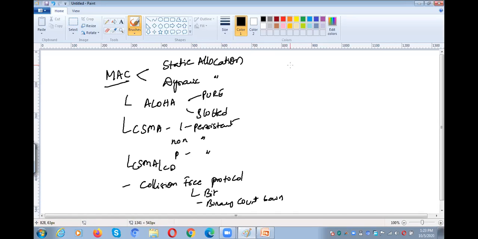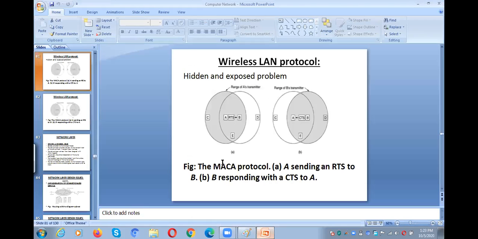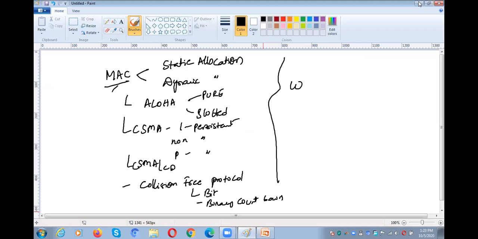So now we are going to discuss the leftover topic in the MAC. What is the leftover topic in the MAC? That is wireless protocol. What is the problem with wireless LAN protocols?